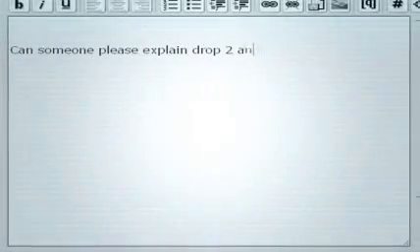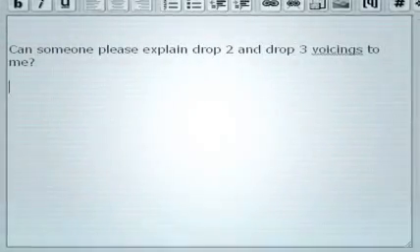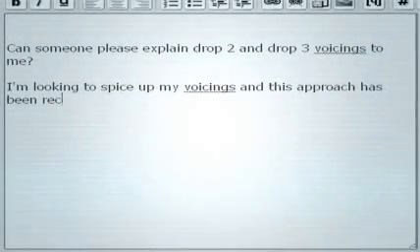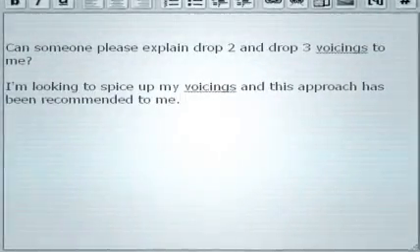Next question from the forums, from Dave K. Can someone please explain drop 2 and drop 3 voicings to me? I'm looking to spice up my voicings, and this approach has been recommended to me. I completely sympathize with the plea in there. I don't know if he meant it to be that way, but I say that because anybody who's ever asked that question always says it like that. You know, can you please just tell me what it is?